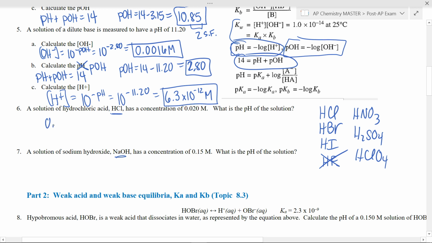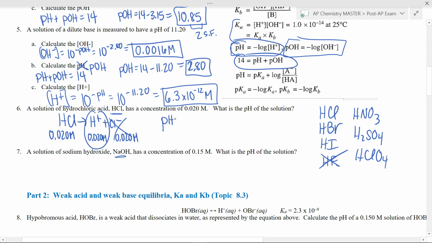So when you stick HCl in water, it's going to totally break apart into H plus and Cl minus ions. So that means if you have a 0.02 molar concentration of HCl, really what you have is 0.02 molar H plus ions and 0.02 molar Cl minus ions. Cl minus ions aren't impacting our pH at all. It's the H plus that is going to affect the pH.